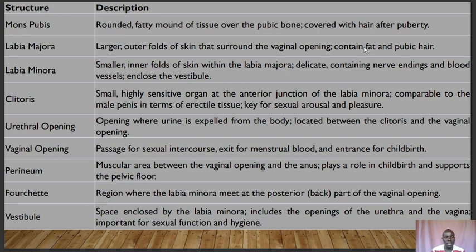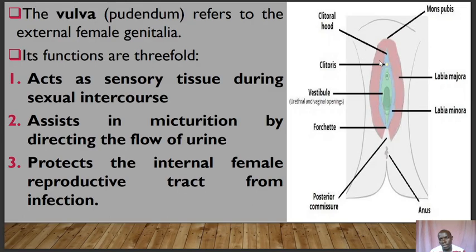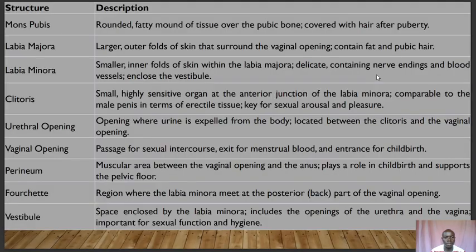Next is the clitoris. This is a small, highly sensitive organ, and it's here. This is the clitoris. It's compared to the penis of the male reproductive system. In terms of its erectile tissue, it is so key for sexual arousal and pleasure.